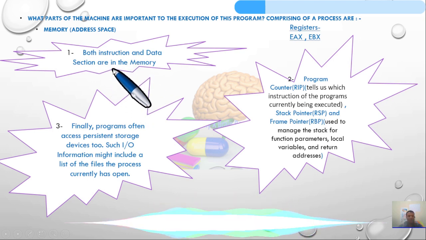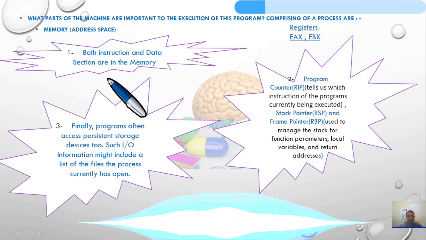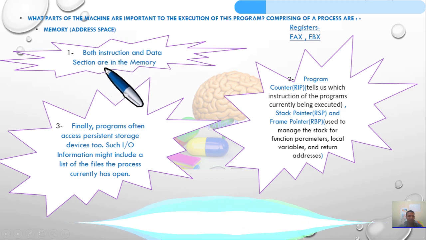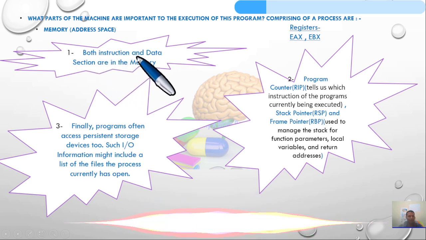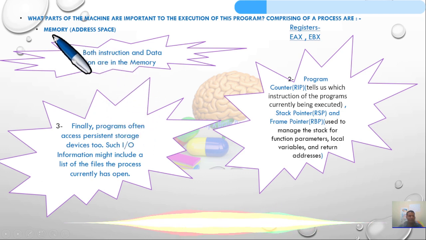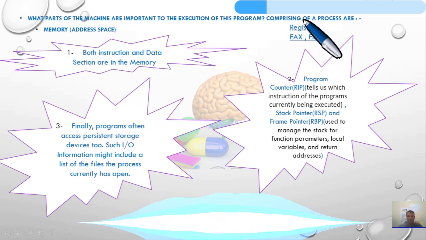When we say memory, both instruction and data sections are in the memory, because as we have discussed, a program is just lifeless until it starts executing. A process means a program in action. To transform from a program into a process, all the code, instructions, and data should be loaded into RAM, because the program is in secondary memory. In that way, the memory is part of the process.